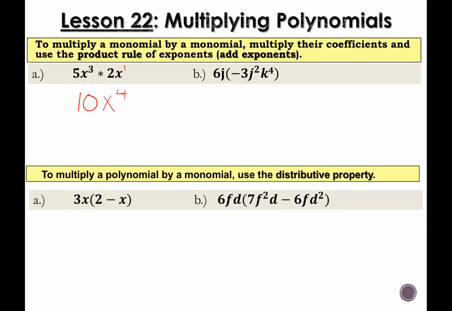Our second example, this is still a monomial times another monomial. Instead of a multiplication symbol, we have parentheses, but still, we will do the same type of thing, multiplying coefficients. So 6 times -3 will be -18. And we will add exponents. The thing is, we're not adding all the exponents. We're only adding exponents on the variables that are the same. So we'll take the j variables. There's a 1 plus a 2. That's j to the third. So 1 plus 2 is 3. The k to the fourth just stays as it is. So -18, j to the third, k to the fourth.